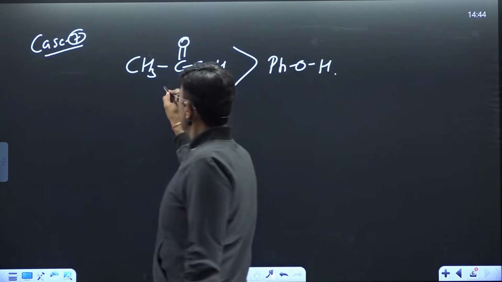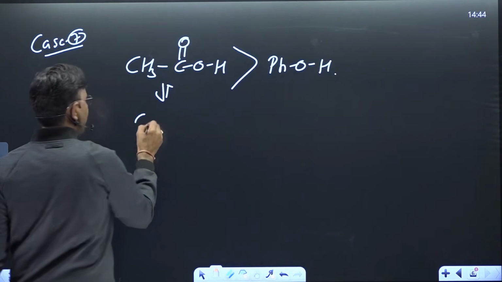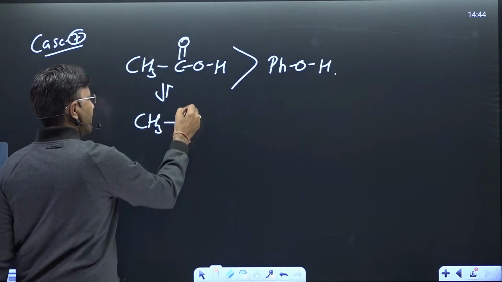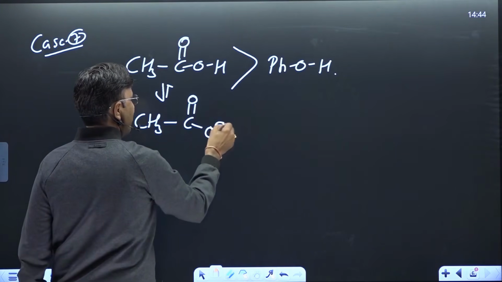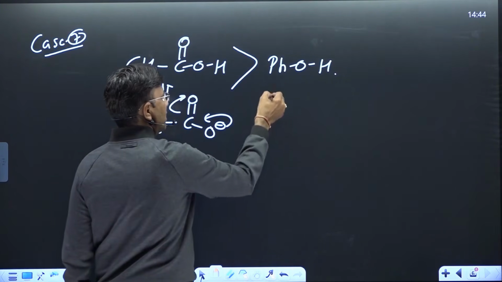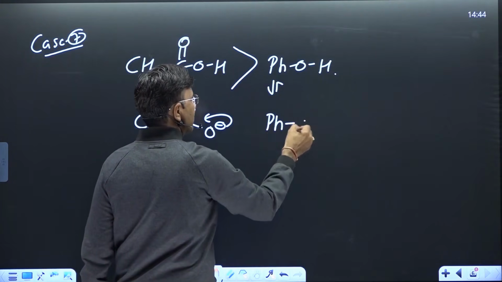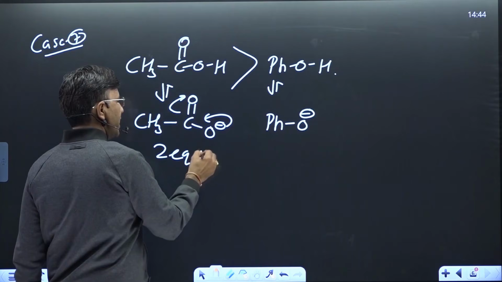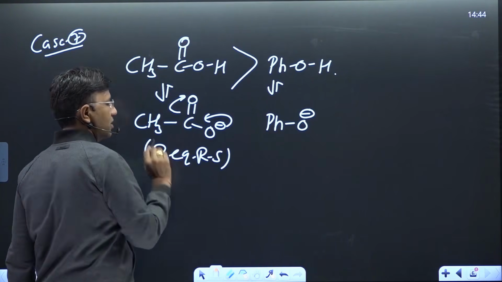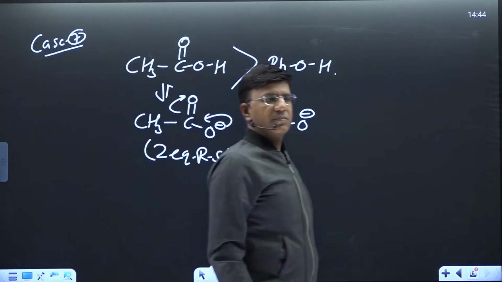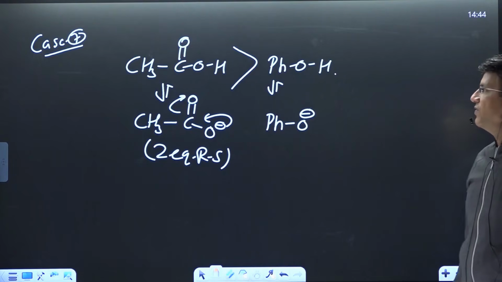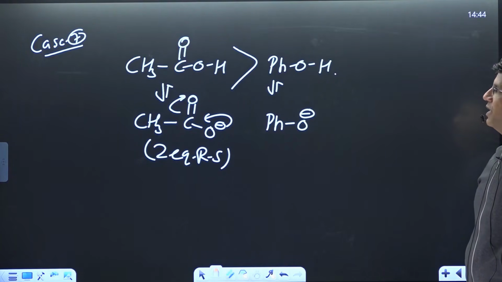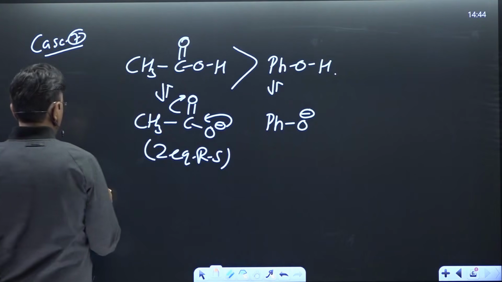Yes, because how many resonance structures will its conjugate have? Tell me. 2 equivalent resonance structures. So the ones with acid in their name are more acidic. So this one has 2 equivalent resonance structures. The acetate ion is more stable. So understand that the one with acid in its name is simply more acidic.